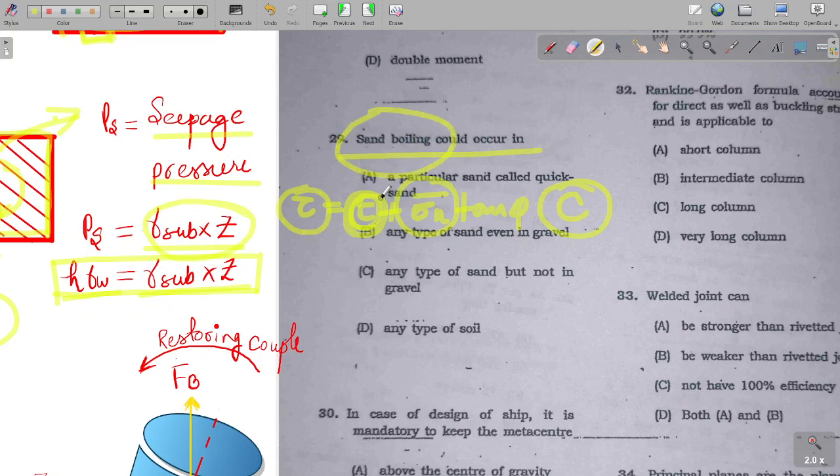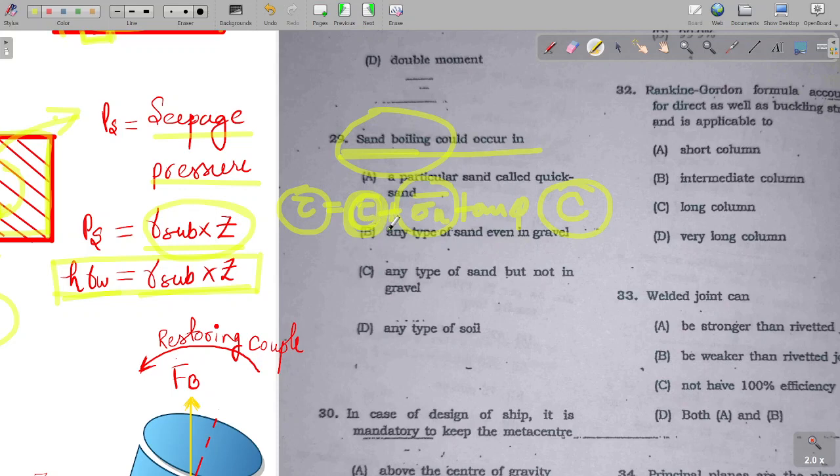So we can see quicksand is not a type of sand, it is a flow condition. Sand boiling is not a type of sand, it is a type of flow condition observed in a cohesionless soil mass when the effective stress in it is reduced to zero.